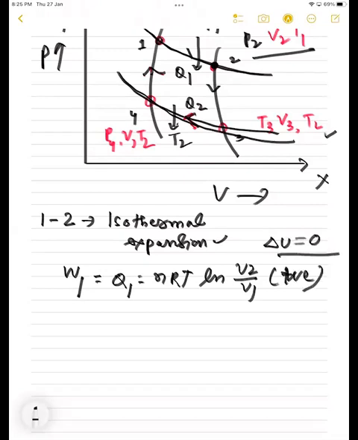Delta U is equal to 0. This is step 1, correct, students? And step 2 is from point 2 to point 3. See here, step 2 is point 2 to 3. What happens from 2 to 3, students?